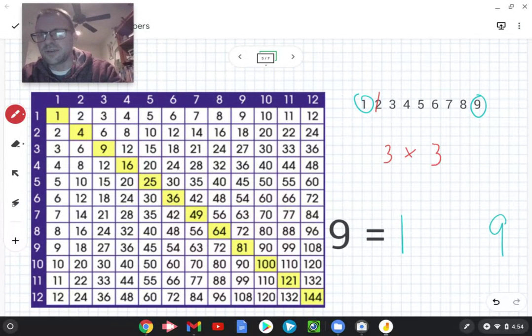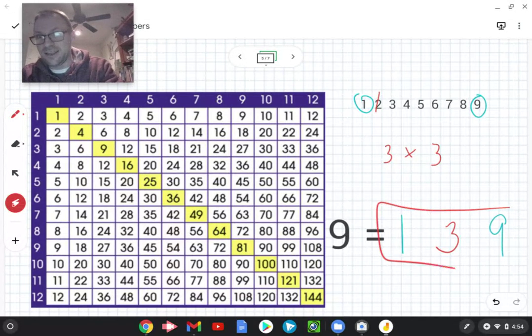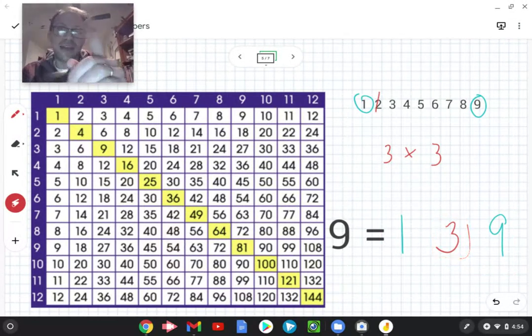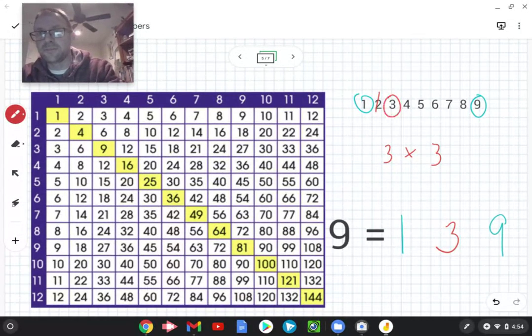3 times 3. Is that 1 factor or 2 factors? Do I write 3 twice, or do I write it only once? Is it just 1 factor that I'm using 2 times? Well, the correct answer is this, right here. 3 is just 1 factor that we used 2 times. So we can circle 3. It's definitely a factor of 9, but you only write it once.